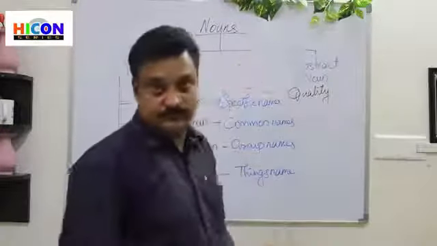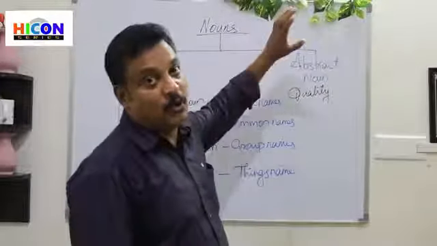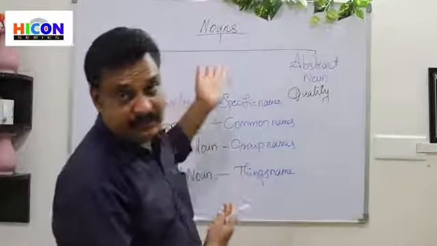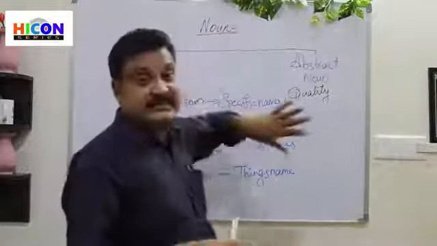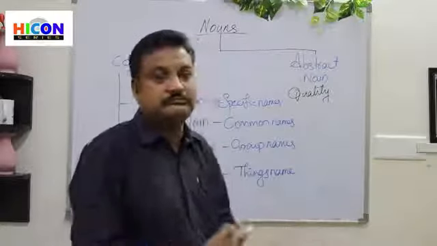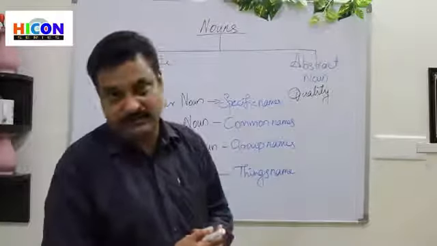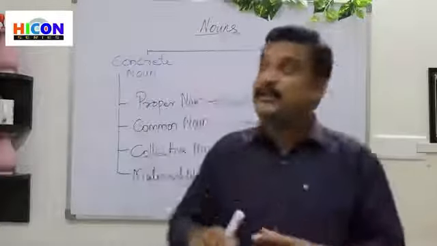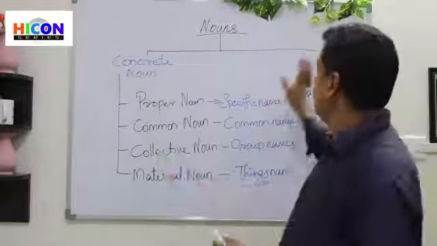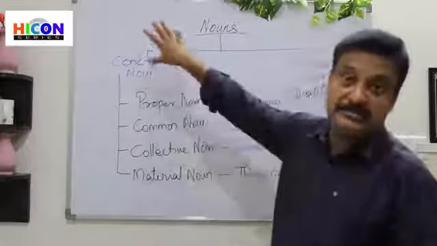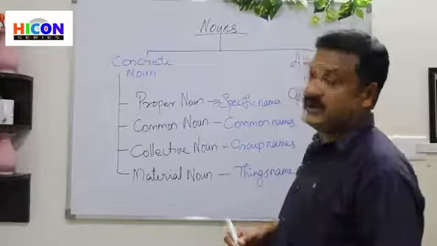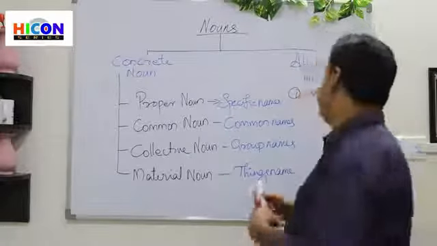Or if I say whiteness, the board. White color, whiteness of the board is a quality of this board. If I remove this board, will we get that whiteness over there? No. So whiteness exists only if the board exists. If there is no board, then there is no whiteness. So abstract nouns always depend on a concrete noun for its existence. Right? And what are the things that come under this abstract noun? We get a quality, we get feelings.